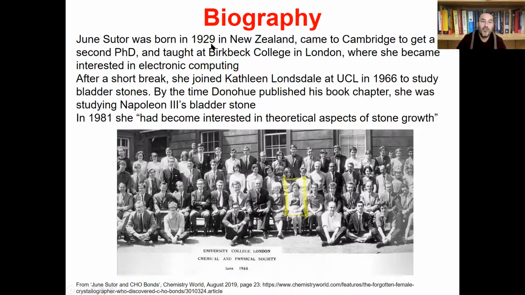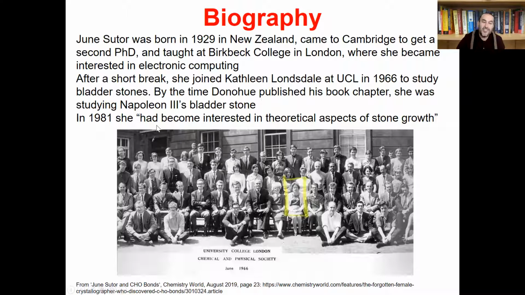June Suitor was born in 1922 in New Zealand, came to Cambridge to get a second PhD after doing a PhD in New Zealand, and taught at Birkbeck College in London, which is now situated right across from UCL, where she became interested in electronic computing. After a short break, she joined Kathleen Lonsdale at UCL in 1966 to study bladder stones. By the time Dono published his book chapter, she was studying Napoleon III's bladder stones.